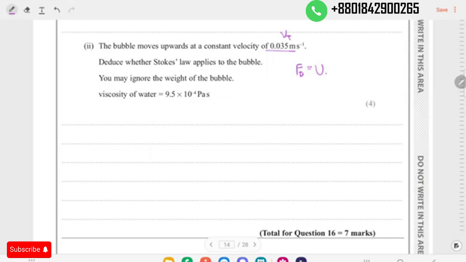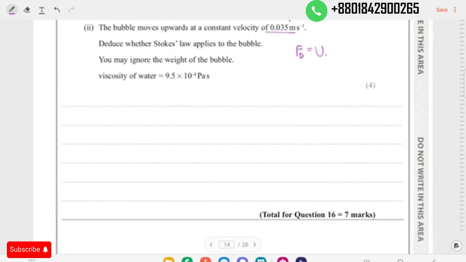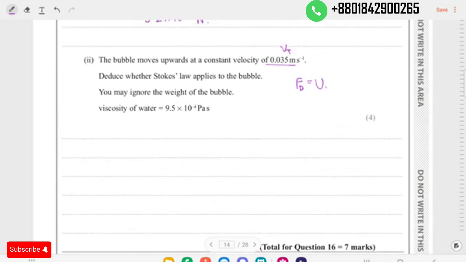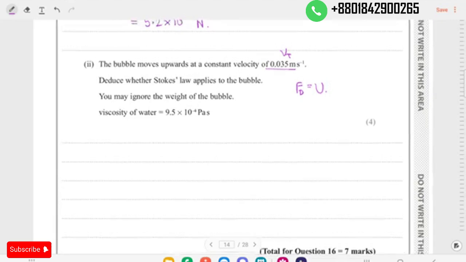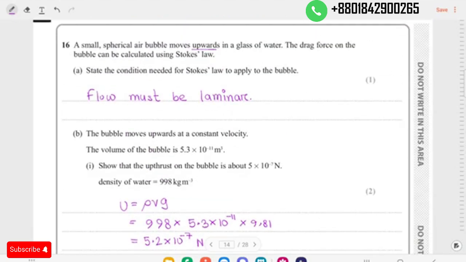Now, as we have already calculated the value for the upthrust, which was almost 5.2 times 10 to the power negative 7, let's find out the drag force. If they are both equal, then Stokes' law can obviously be applied to this small bubble. So let's first find out the drag force. The equation for drag force was 6 pi r eta v, right? The value for v is given, and 6 pi eta is given, but for the radius, they haven't given anything.